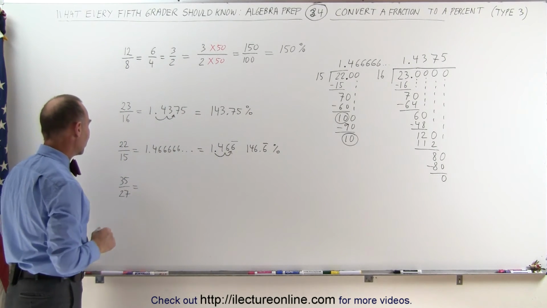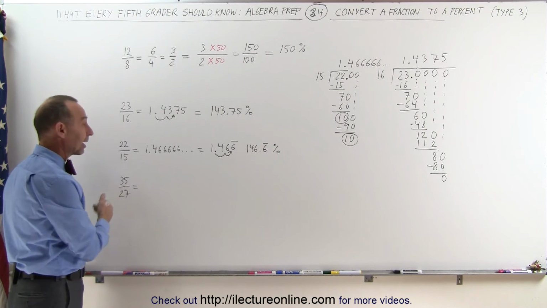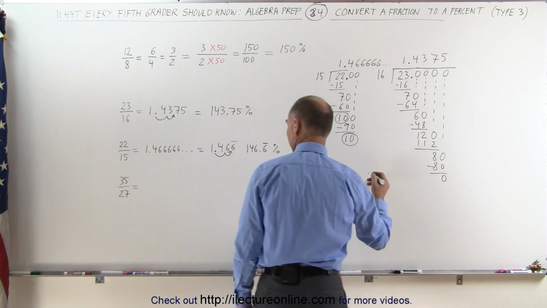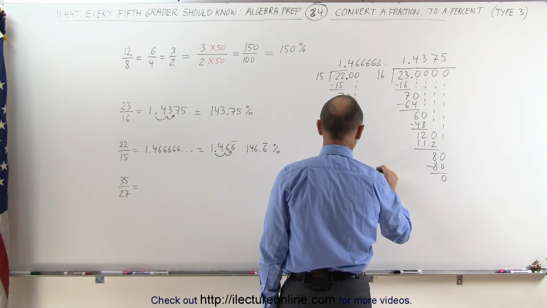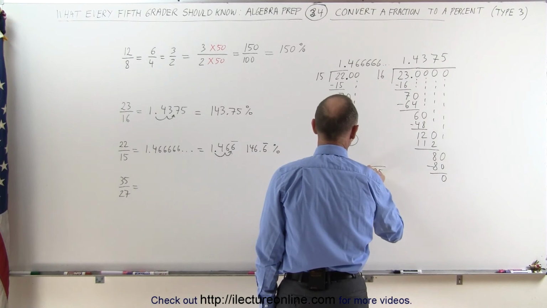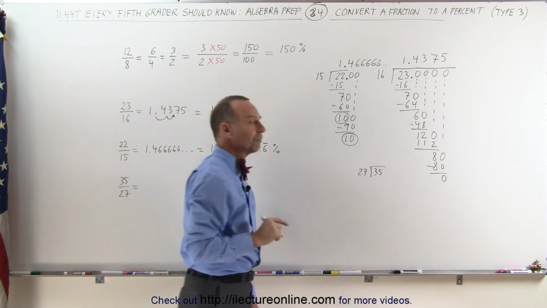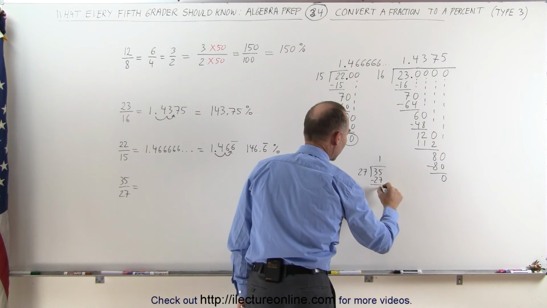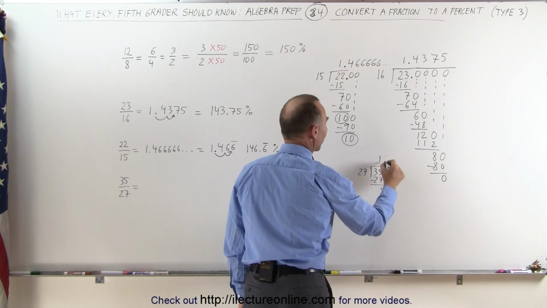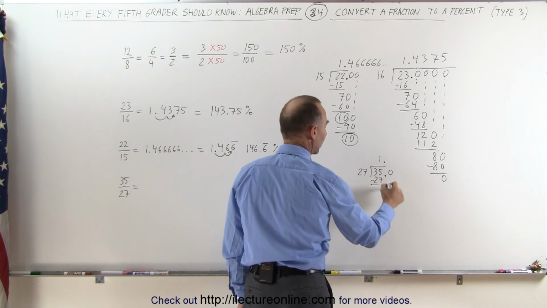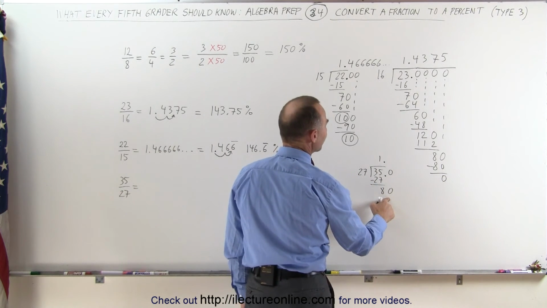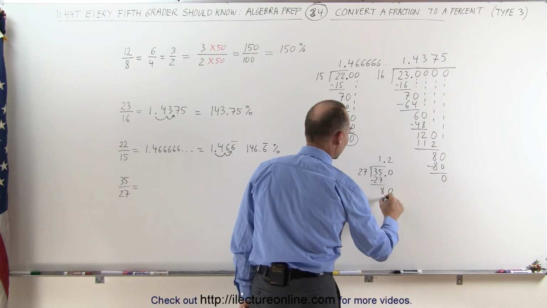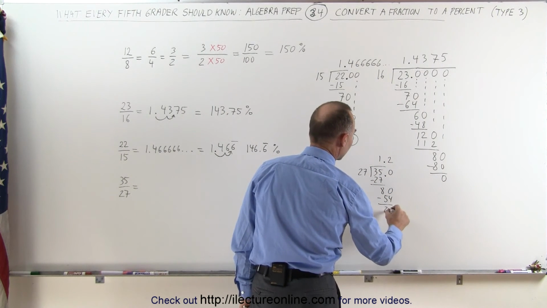Finally, 35 divided by 27. Again, it doesn't look like I can simplify that. I need to use the longhand division technique. I take the number 35 and divide it by 27. 27 goes in 35 one time. 1 times 27 is 27. The remainder is 8. Put a decimal place there, put a decimal place there, add a 0. 27 goes into 80, not quite 3 times, that's 2 times. That means 2 times 27 is 54, the remainder is 26.